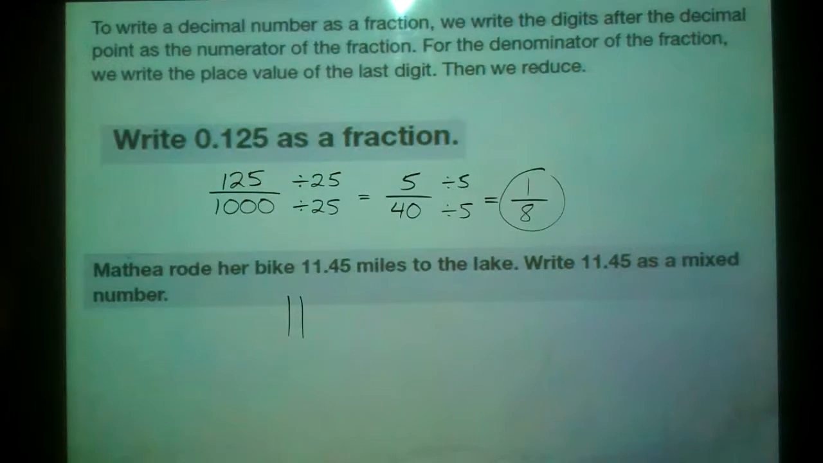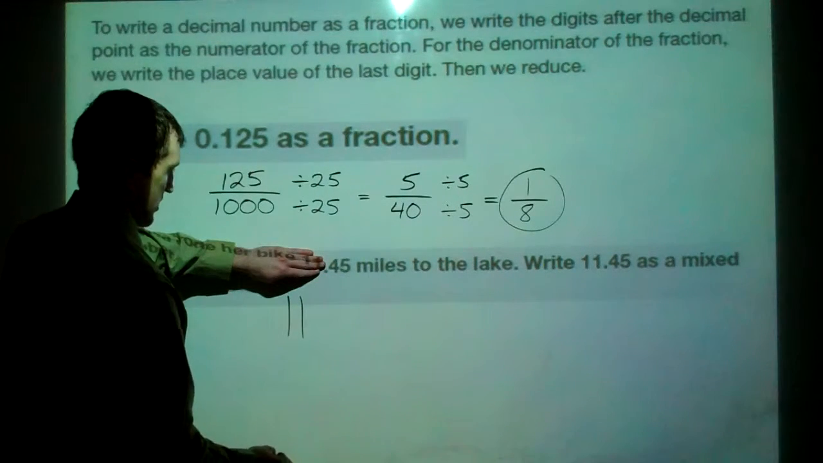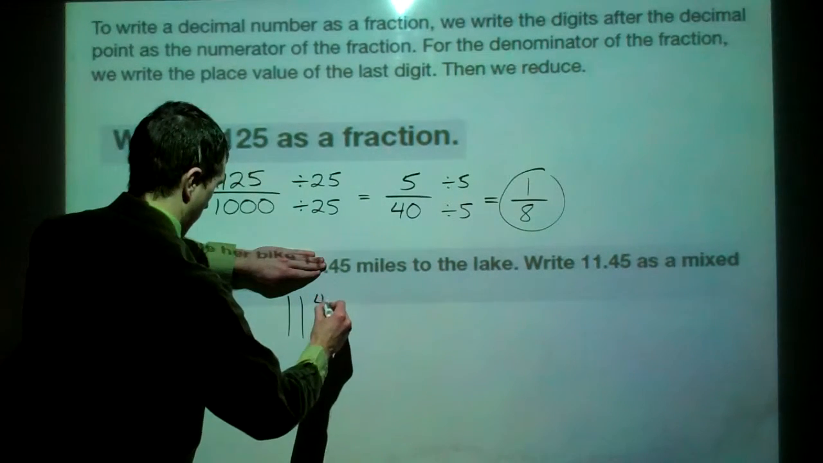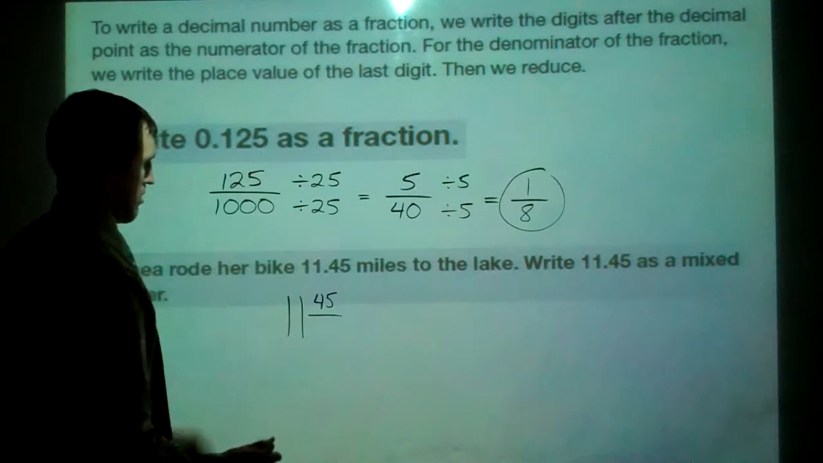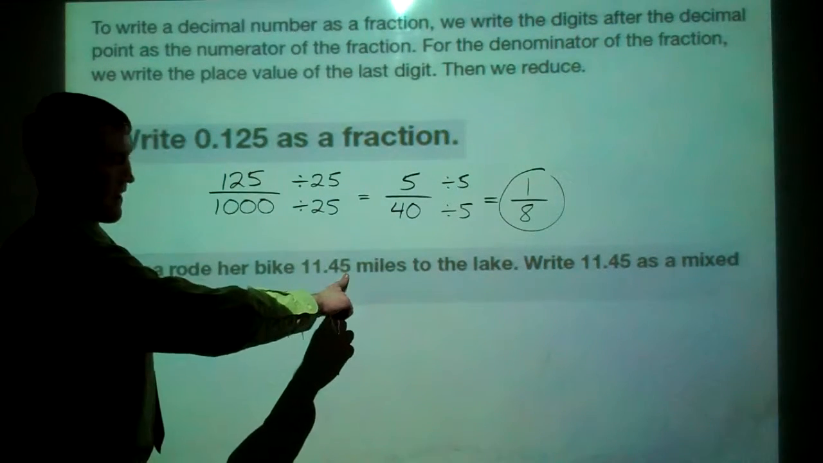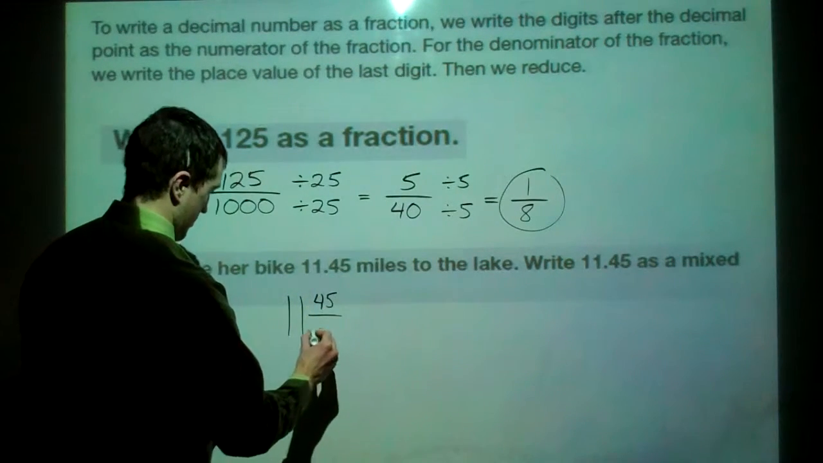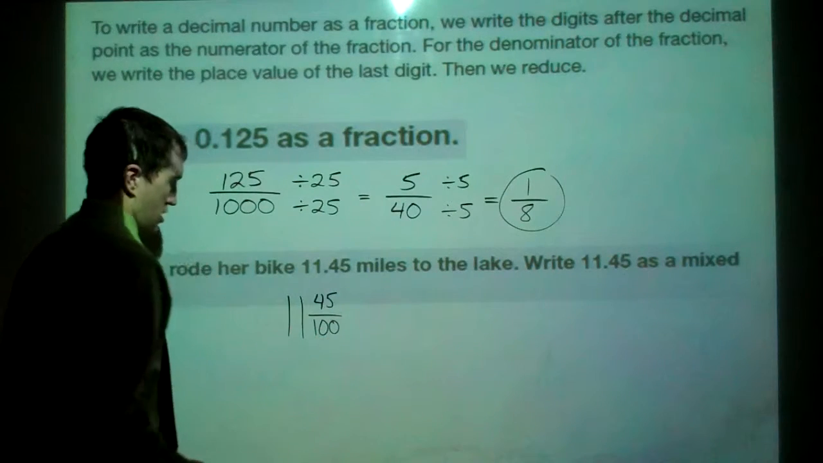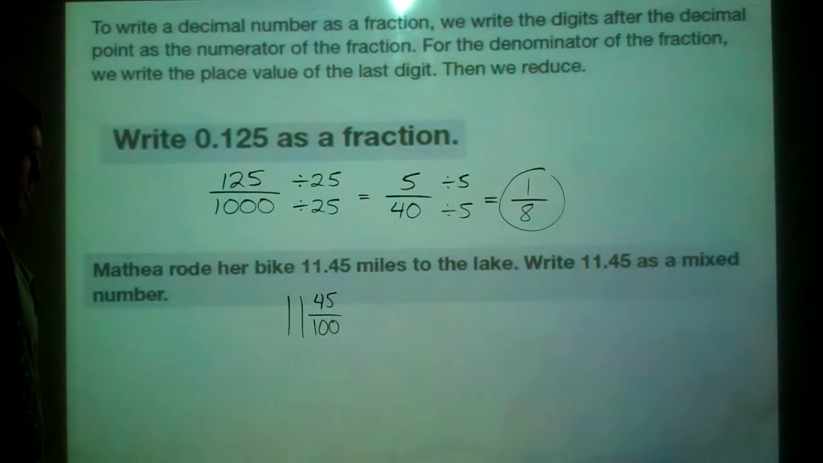Now we're going to look at everything after the decimal place, 4, 5. So that's going to be our numerator, 45. Denominator is whatever place value our last number's in. Well, 5 happens to be in the hundredths place, so 11 and 45 over 100, or 11 and 45 hundredths for our mixed number.